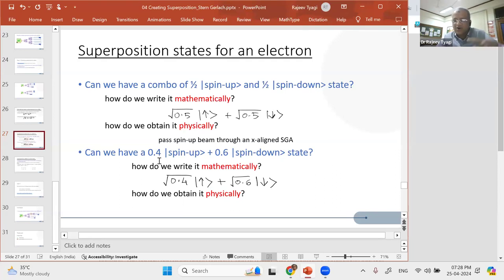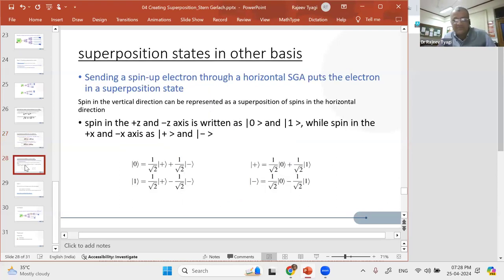Now, can we have a 0.4 spin-up and 0.6 spin-down? Yes. But how do you obtain it physically? You don't put the analyzer at 90 degrees. You put it at some angle. And that's where you can feel your homework is coming.